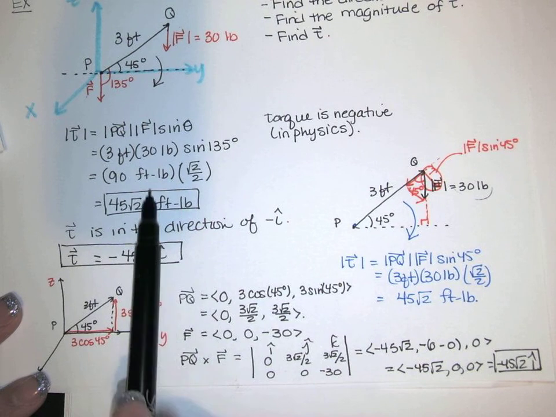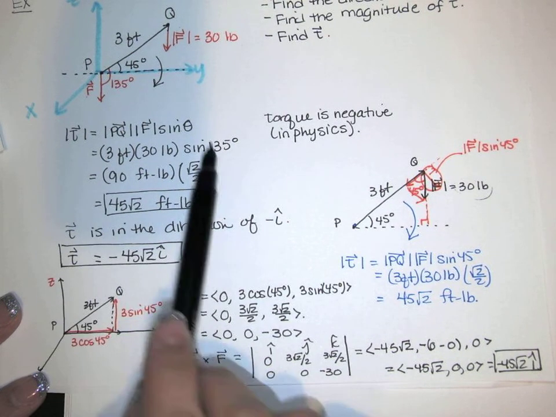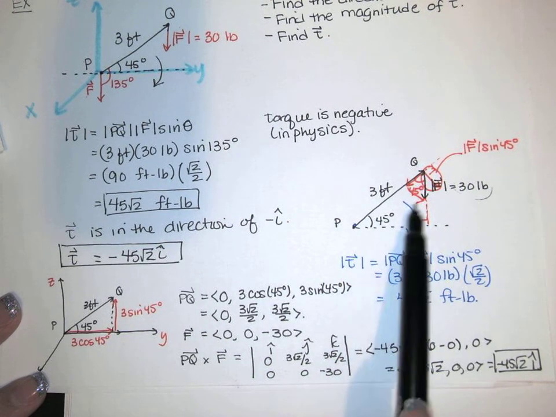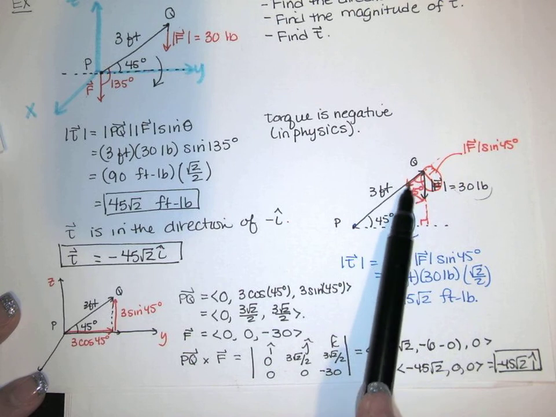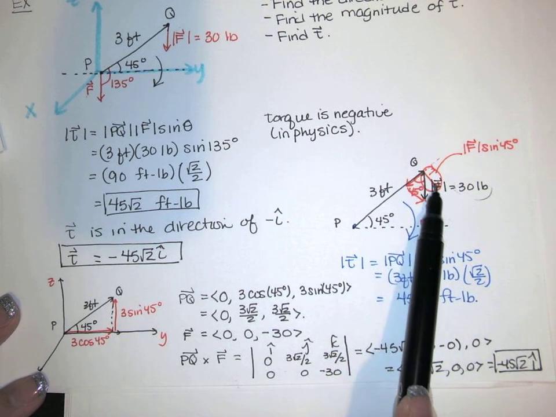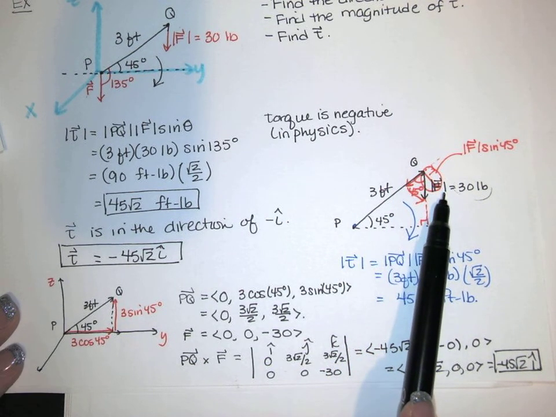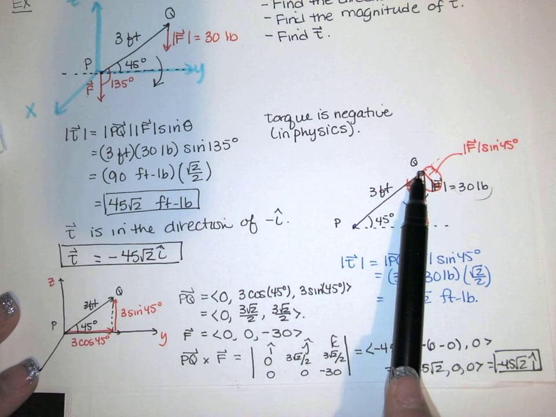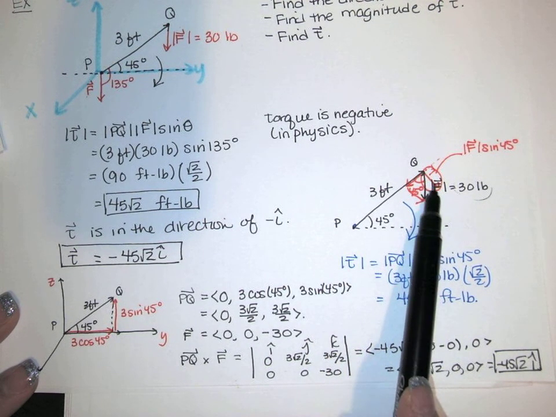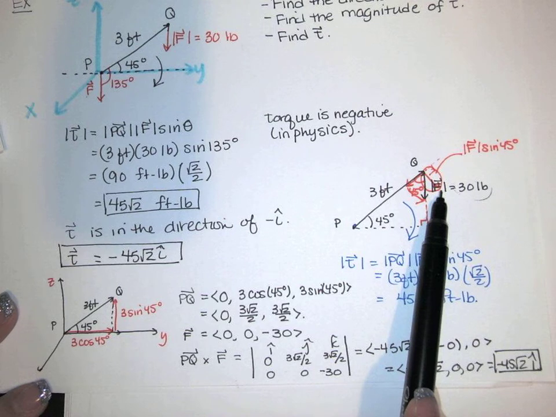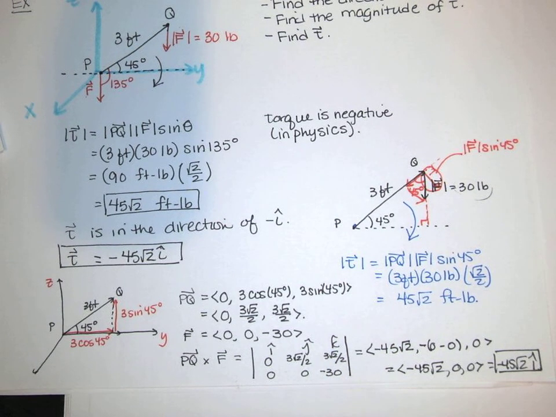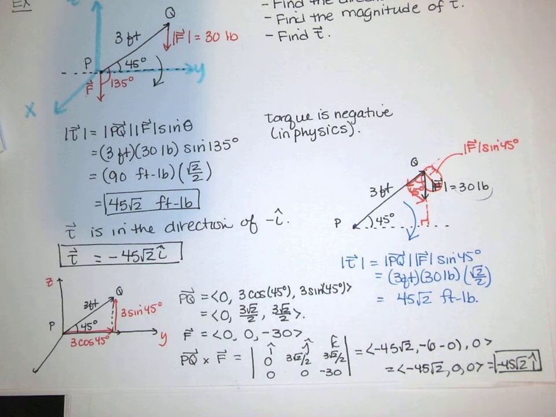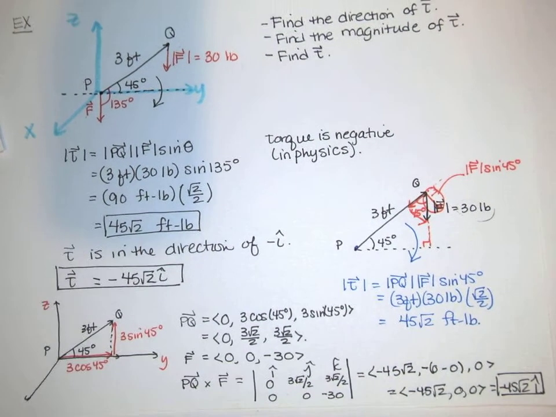Now, every time you do this, you can either use this formula, or you can break the force into two parts, one parallel to PQ, which is doing nothing, and another part that's actually contributing to that rotation, and then multiply the length of PQ by the magnitude of the force that is acting perpendicular to PQ in order to get the torque. So lots of different ways, lots of different correct ways to get the same answer. And that's it. That's torque, folks.